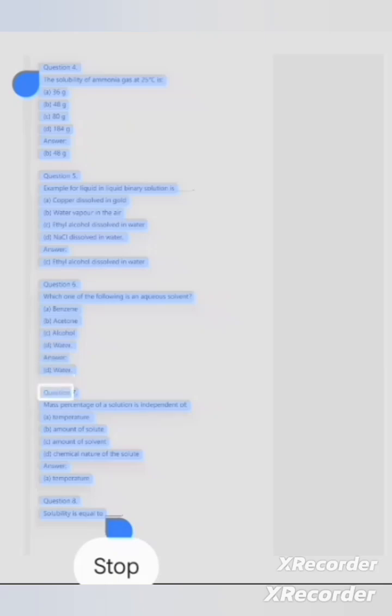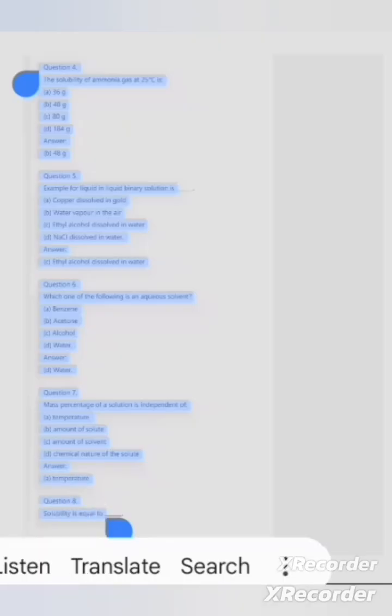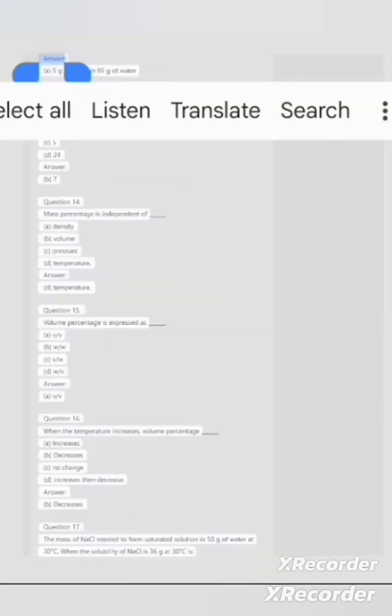Question 7. Mass percentage of a solution is independent of A. Temperature. B. Amount of solute. C. Amount of solvent. D. Chemical nature of the solute. Answer A. Temperature. Question 8. Solubility is equal to... Answer A. 5 grams of sugar in 95 grams of water.